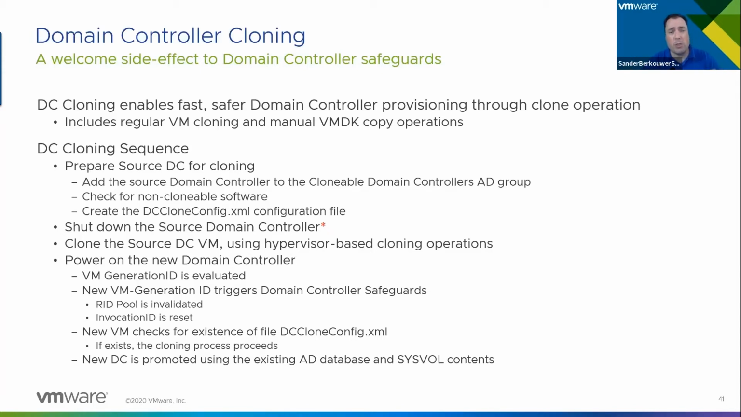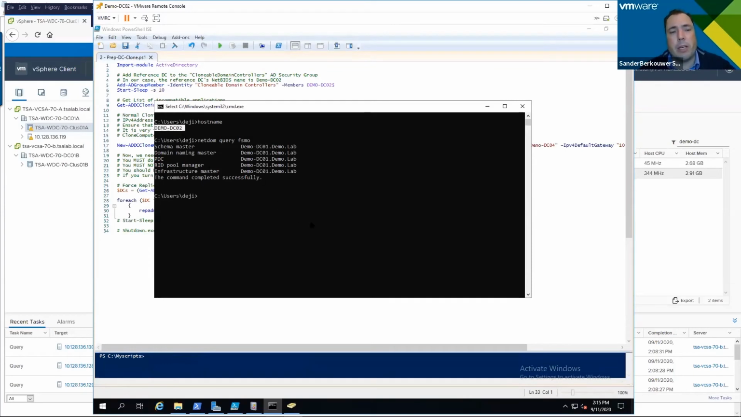Now there's a sequence to it, and you have to prepare the source domain controller for cloning, then shut it down, then clone it using the hypervisor, because that's essential, because the VM generation ID is in the hypervisor. It's not on the storage level. And then we power on the new domain controller and it will actually come back. So as you can see, the demo DC2 is not one of the FSMO role holders, which is important to know. That's why Deji ran netdom query fsmo.